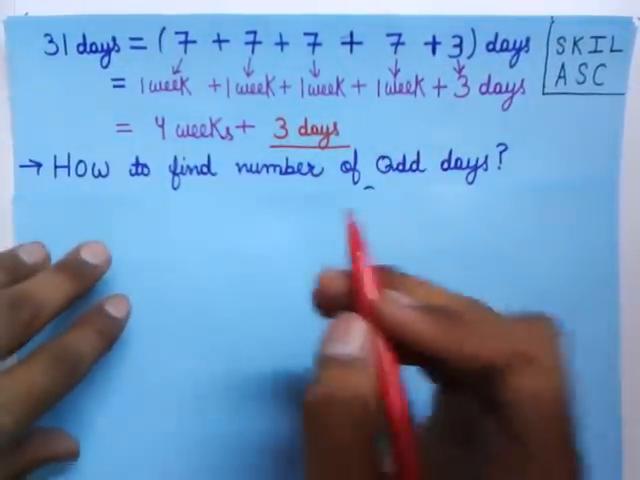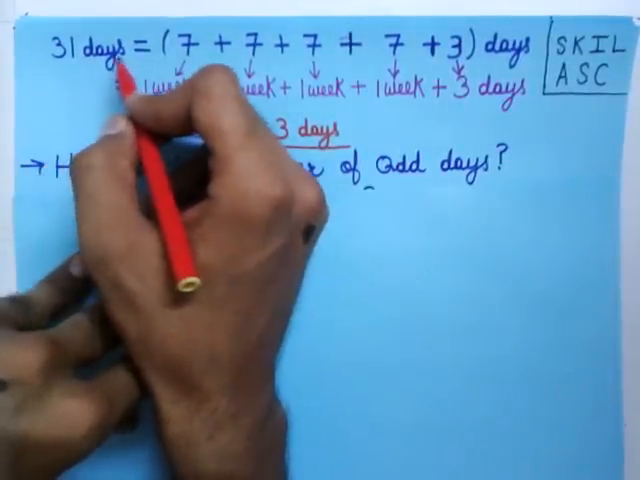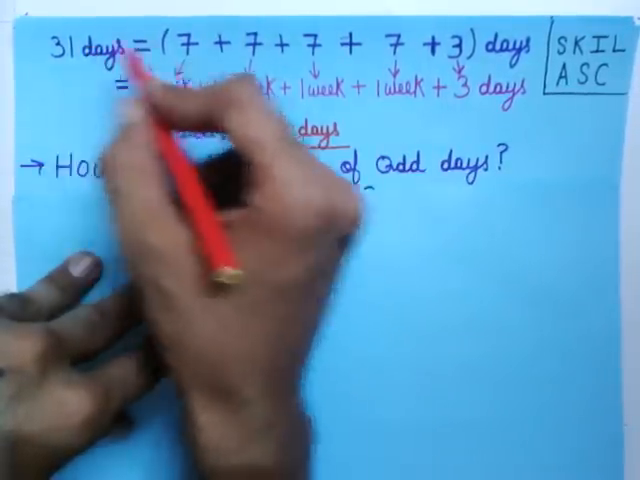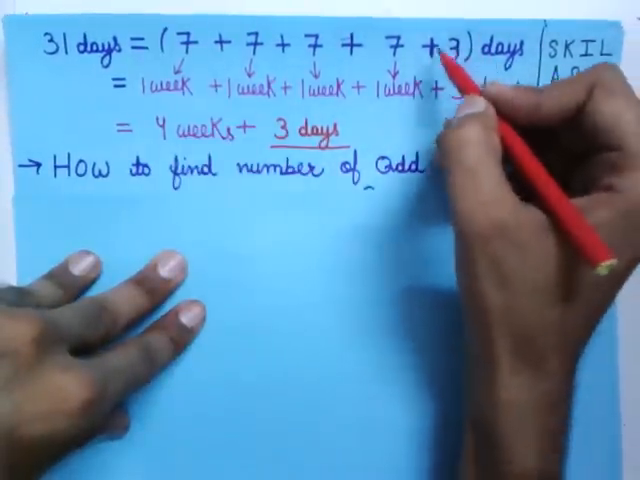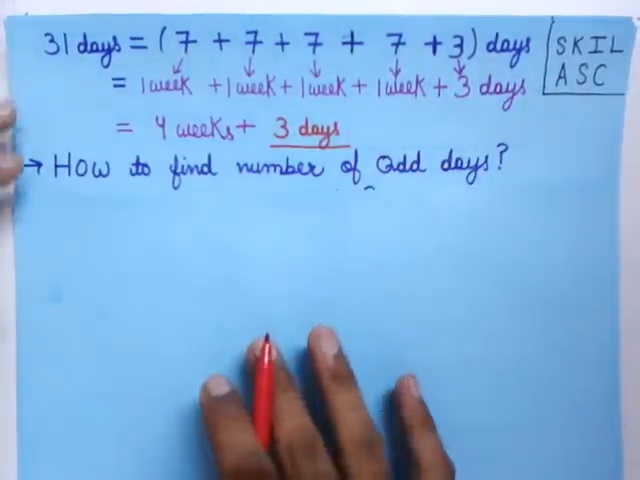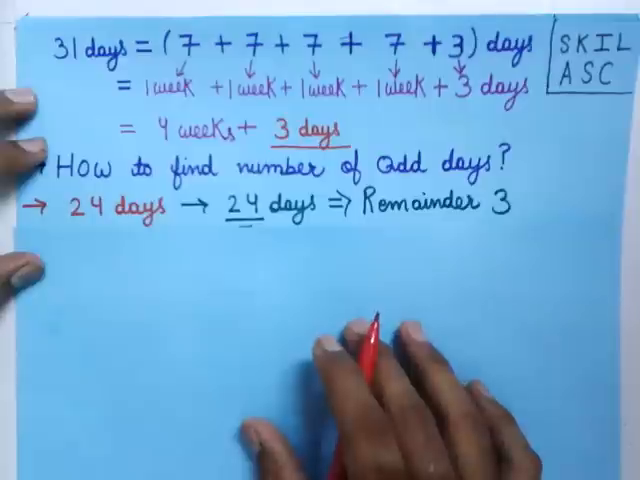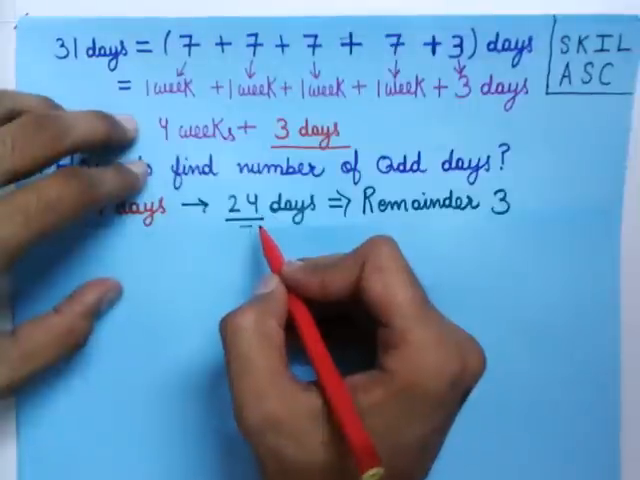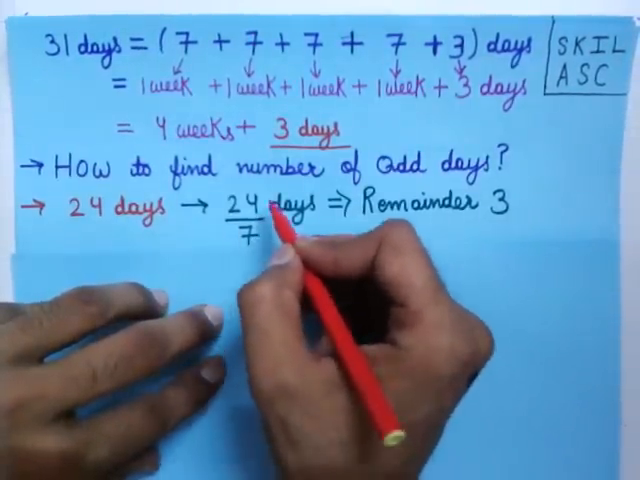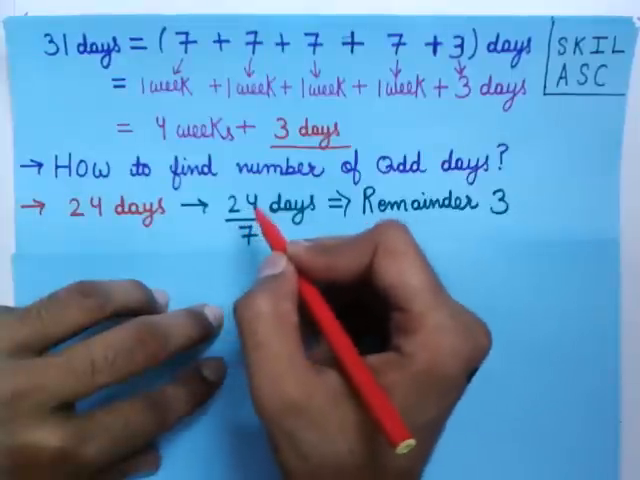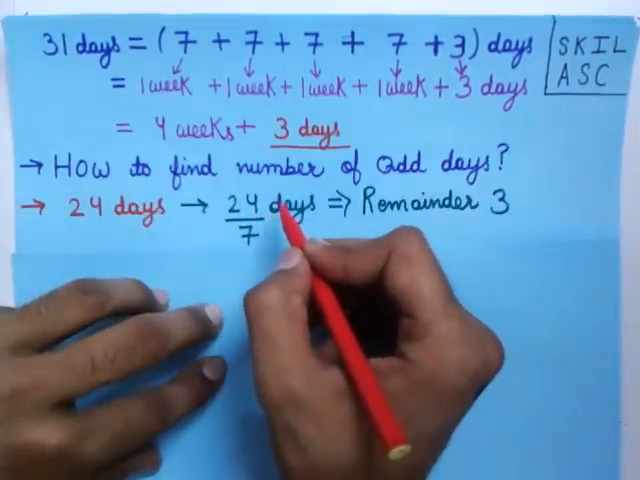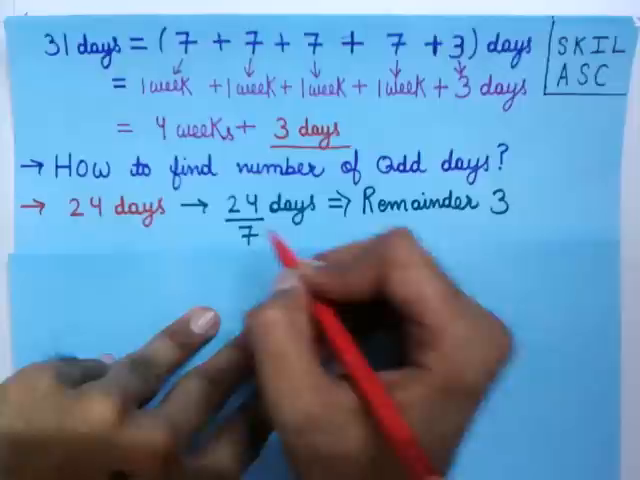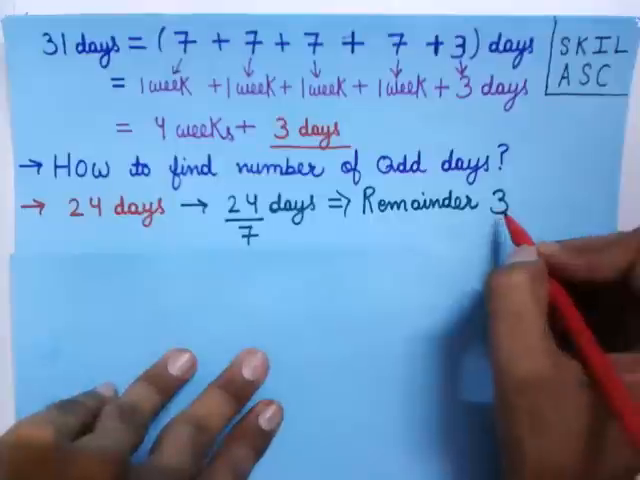What I'm trying to say is, if we divide the number of days by 7, or we can also say that if we divide the number of days by a week, then this week will cancel out all the weeks and will give us the number of odd days. So we take an example. Suppose we have 24 days and we need to find the number of odd days in these 24 days. So what we do is we divide 24 by 7. So this 7 will cancel out all the weeks or all the 7 days in it and will give us the remaining days, which are the number of odd days, and that will be the remainder. So in this case, if we divide 24 by 7, then the remainder is 3, and this is the number of odd days in 24 days.